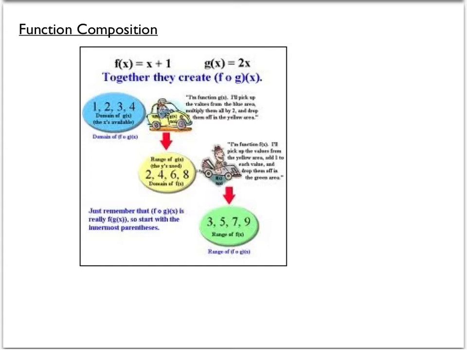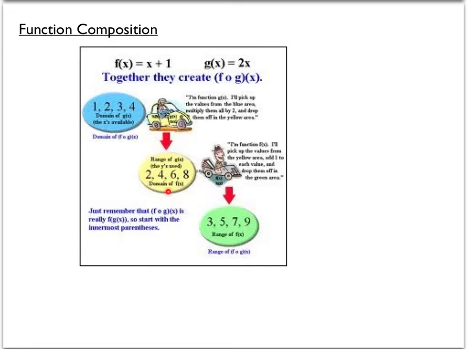And the key thing here, as you can see with these people in the cars, when I have this f of g of x, I start with the g function. So the g function is 2x, and we're just saying that the domain of that is 1, 2, 3, and 4. So then I put 1, 2, 3, and 4 in place of x. And notice I'm just doubling each of those. That's why I get the 2, 4, 6, and 8.